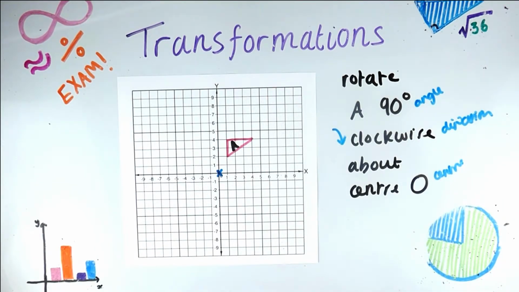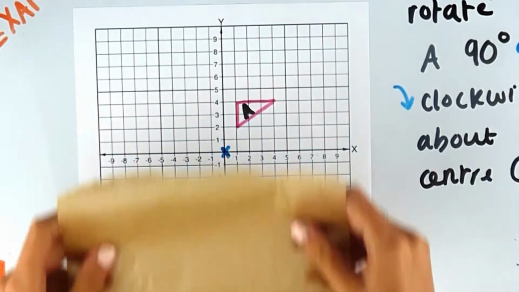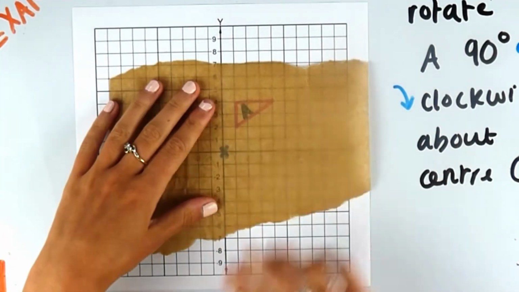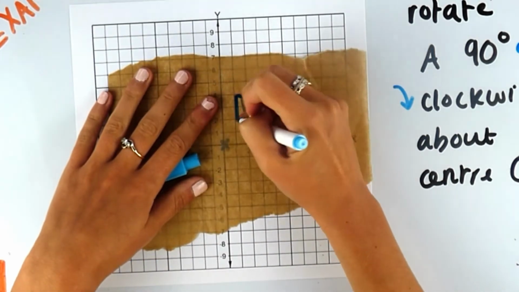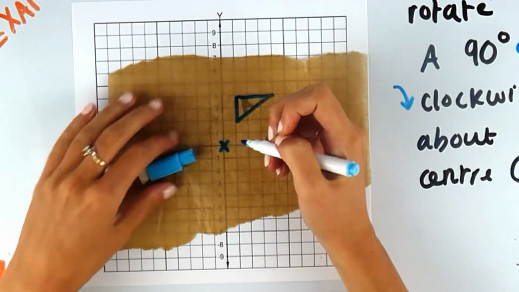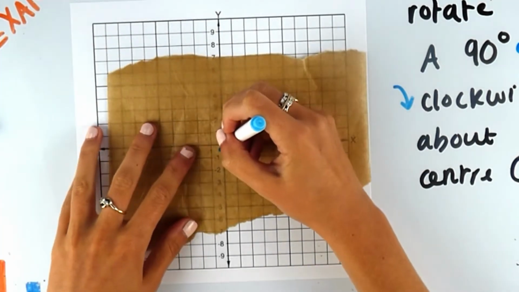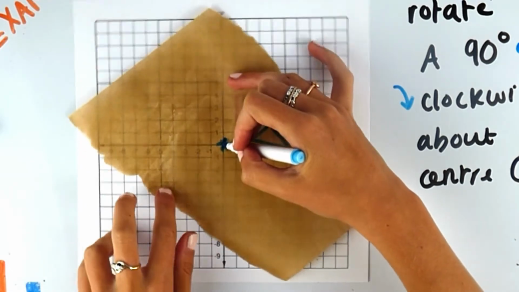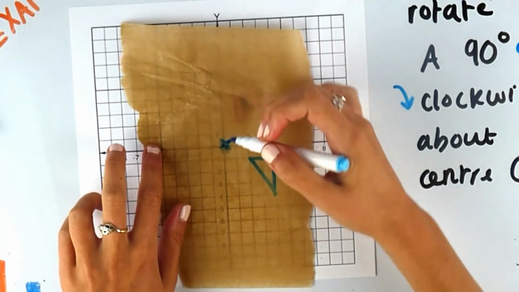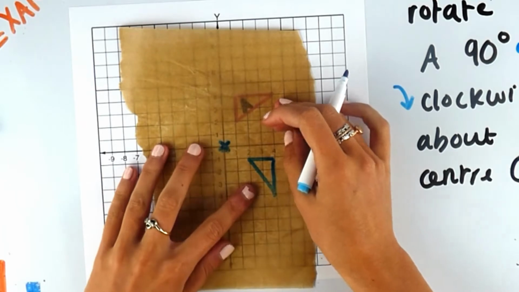Now some people can see this really well, but I'm going to get the paper just to demonstrate. So here's my sheet of paper, and I'm going to put it over there. I'm going to mark my triangle A there, and then this is my centre. So I need to go 90 degrees around this. So I'm going to go from here to here. It does move a bit, but as we can see it's there.